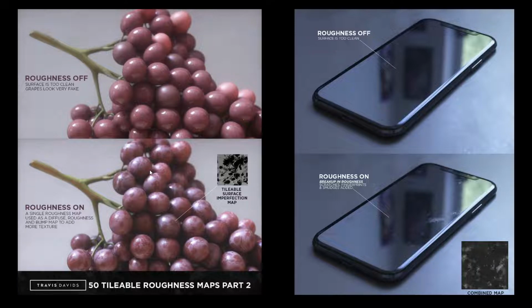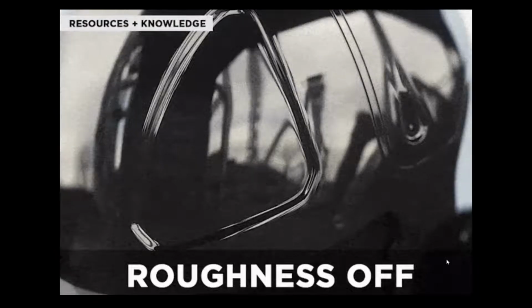So almost everything in real life has some imperfections and breakup across the surface and variation across that breakup. So you'll see when they add this texture map that changes whether it's shiny or rough as it travels across the surface, that looks way more believable. And even on perfect objects like this phone, adding some kind of roughness or breakup like smudges and scratches and cracks is just going to make the object look more realistic or believable.